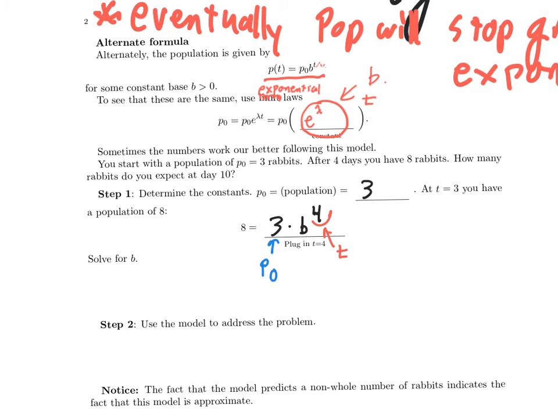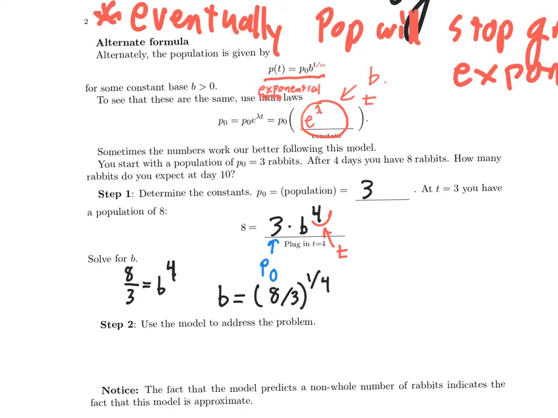Oh, hey, does that look like it's easy to solve for b? Sure does. So I guess I'll divide by 3 to get 8 over 3 is equal to b to the power 4. So I need to undo raising b to the power 4. I guess that means I need to take the 4th root. So b is equal to, well, maybe I won't even say the 4th root. That's 8 over 3 raised to the power 1 over 4.